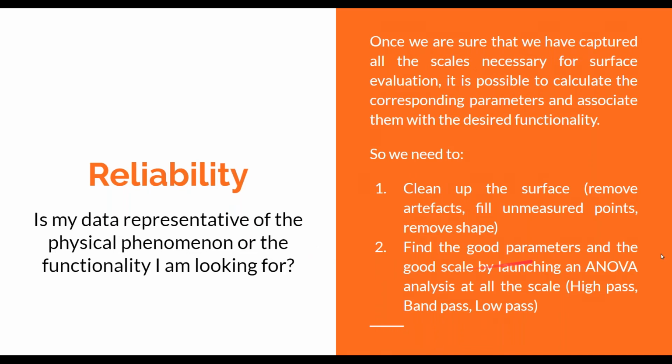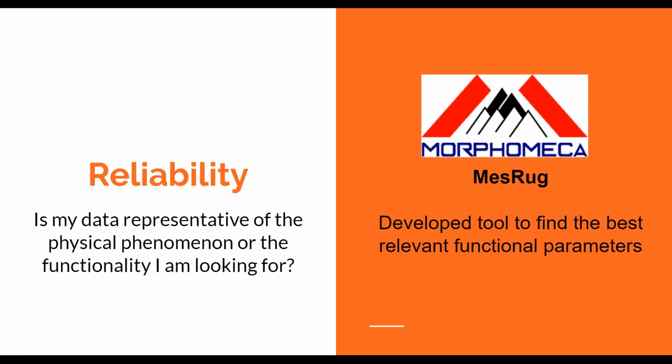Now we can find the good parameter and the good scale by launching an analysis of variance at all the scales, using high pass, band pass and low pass. This has been developed as a specific tool to find the most relevant functional parameter, because we have to find for each scale the best parameter and which one is the best for us.